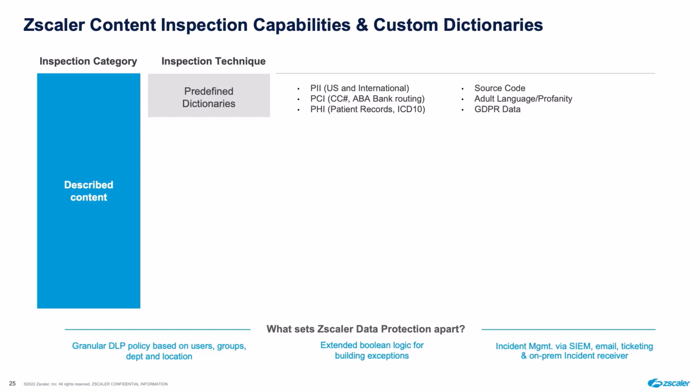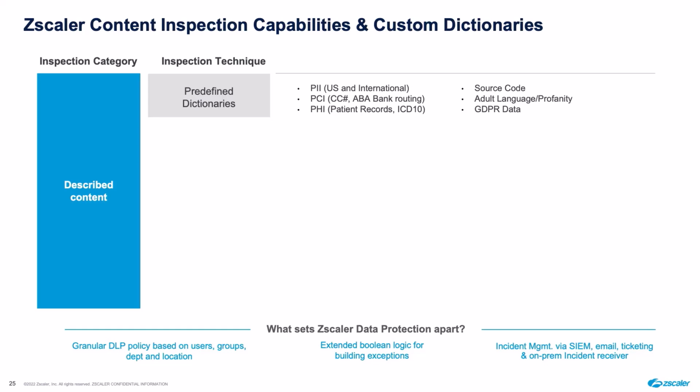Now, a lot of these predefined dictionaries we built based on standard regex and PCRE engine, but for many of these dictionaries we have also utilized AI and ML. For example, we have a dictionary that identifies source code. You cannot write a regex to identify source code, so we had to lean on AI and ML. Same thing for financial statements, profanity, adult language, and so on.